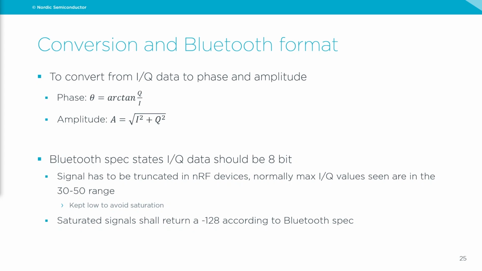One very important item is that saturated signals should return a -128. And the reasoning behind that one is to make sure that the code on the application layer can see that some of the signals that came from the radio were saturated, because then you can ignore the data, or you can say that this phase data shouldn't go into the algorithms.